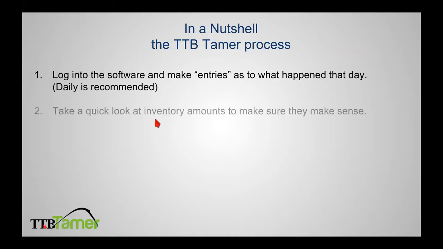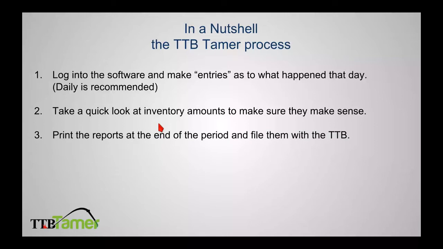Then after you've made your entries, you would, in TTB Tamer, take a quick look at the inventories and the numbers inside of TTB Tamer to make sure that they are making sense. We make it really easy to do this and super easy to make adjustments on the fly. And I'll show you a little bit of that in a little bit. And then at the end of the period, you basically just print your reports. Again, give them a quick glance to make sure things are looking correct. And then you file them with the TTB. That's either printing out hard copies and mailing them out, or if you have a pay.gov account, you can electronically file on pay.gov.